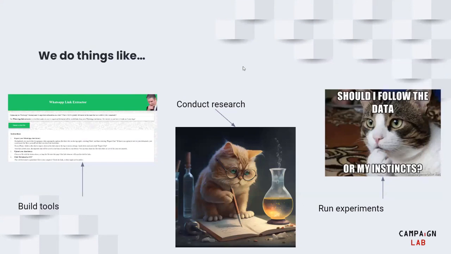And the sort of things we do is we build tools. There are lots of cool tools that we built, including a WhatsApp link extractor, which sounds very fancy, but does something basic, which is takes the links out of your WhatsApp chats. Because I'm sure lots of you organize and do lots of stuff on WhatsApp. We also conduct research. We recently launched some interesting research around political TikTok videos, which you can read on our website. And then we also run experiments with candidates and other campaigning organizations to try and understand what works and what doesn't work. So we do all sorts of things.